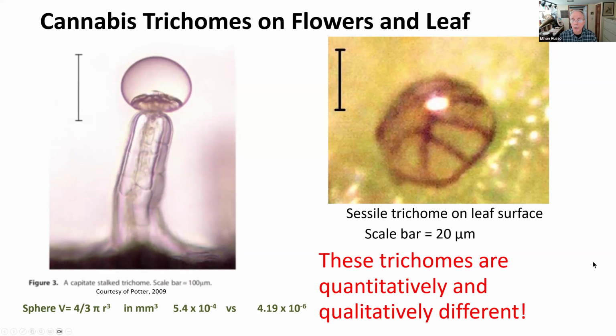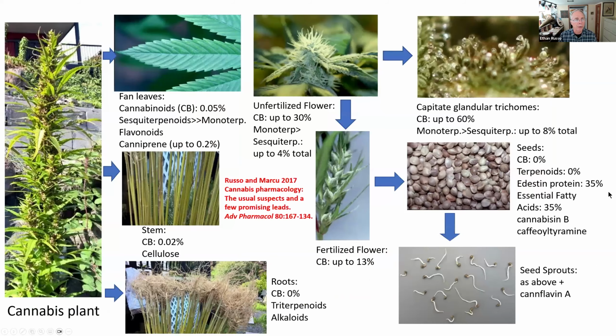Also, there's qualitative differences. In the flowers, there tend to be a predominance of the lower molecular weight monoterpenoids, whereas the more bitter, higher molecular weight sesquiterpenoids are preferred in the leaves to prevent grazing.